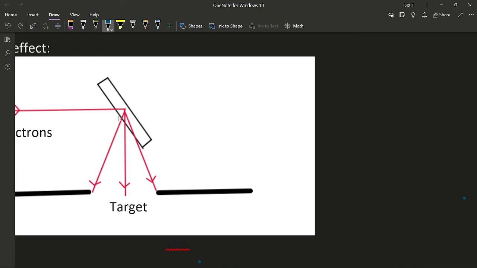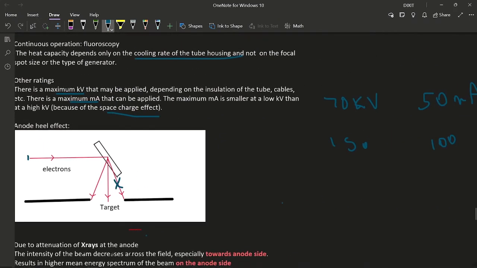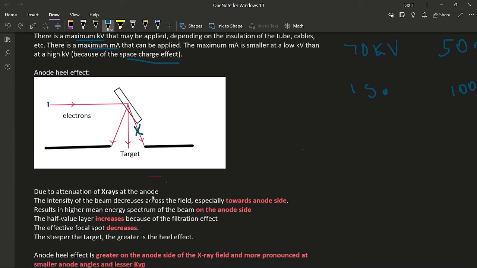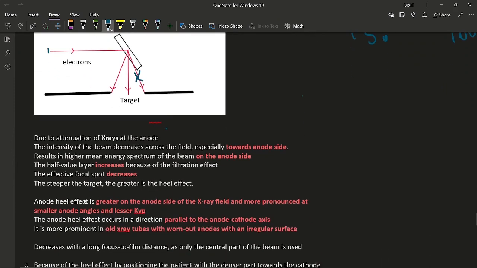So what this affects is, if you look at these three rays, one of the rays is towards the anode side. This is the anode side ray. The other ray is towards the cathode side. So this anode side ray has to actually pass through a lot of substance within the anode to reach the target. But this ray here doesn't have to pass through that much substance to reach the target. So this ray here is attenuated or filtered more compared to the ray here. So the anode heel effect is because of attenuation of X-rays at the anode. The intensity of the beam decreases across the field, especially towards the anode side.